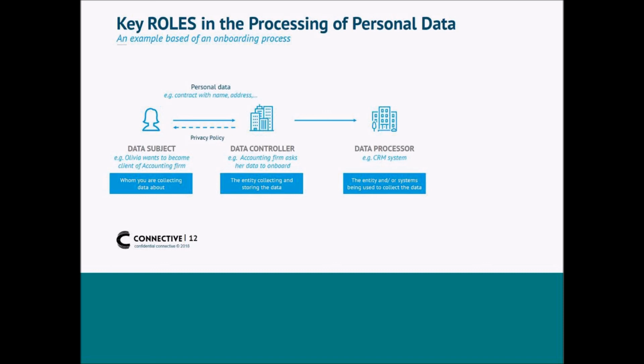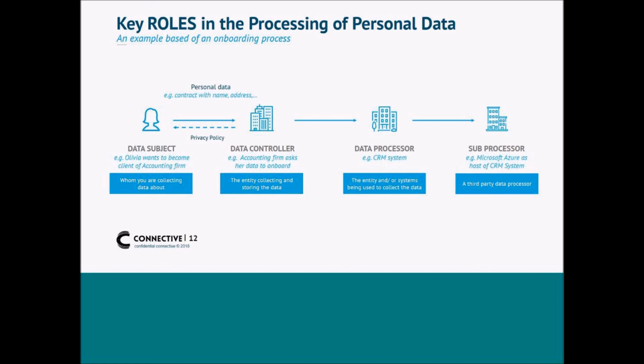In order to do so, the data processor will store the personal data, and for example, it can be the software company selling a CRM system to the accounting firm. But again, the data processor, the software firm, might use, for example, Microsoft Azure to host the CRM system. So the personal data of Olivia will have an entire flow down through this system.